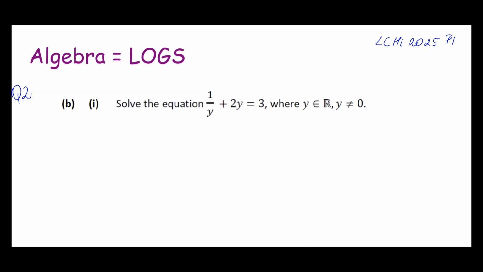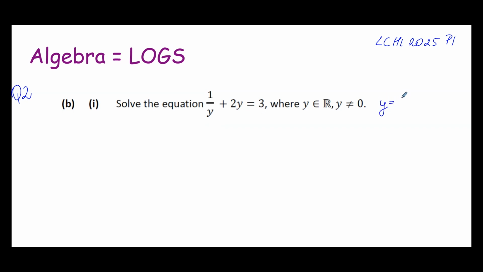Let's have a look at this example of algebra with logs. This part is saying solve the equation where y belongs to R, so there is no limitation, but there is one: x cannot be 0, y cannot be 0. Why? Because it's in the denominator. Okay, so how do we solve this equation?